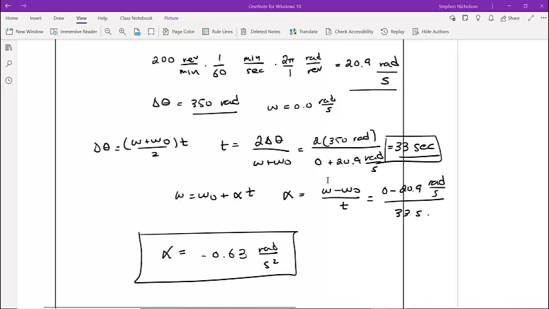And then with that time, I can use the second equation to find alpha. So I can solve this equation for alpha, and I get negative 0.63 radians per second squared.